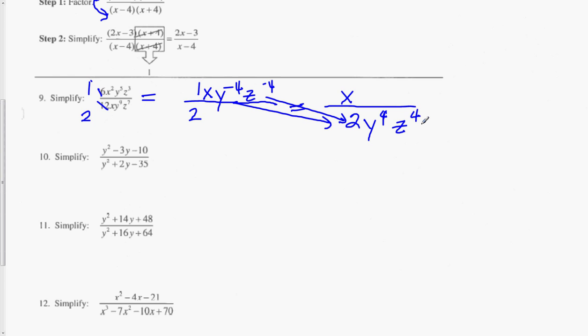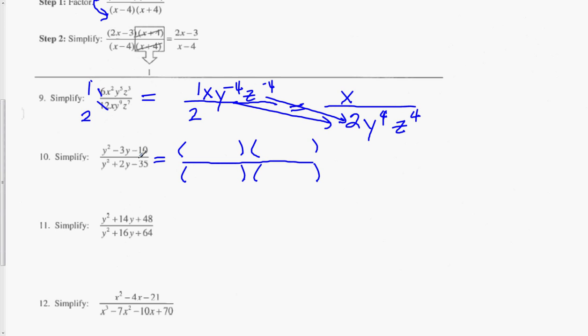You're going to see more like number 10 when you're working your homework problems. I've got y squared minus 3y minus 10 on top, y squared plus 2y minus 35 on the bottom. I'm going to go ahead and do the factoring part. I'm not going to go through all the steps to factoring. That is something that you need to go back and review if you have trouble with it.